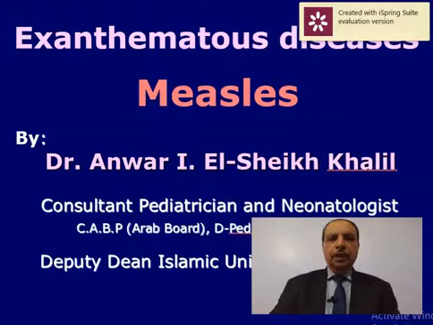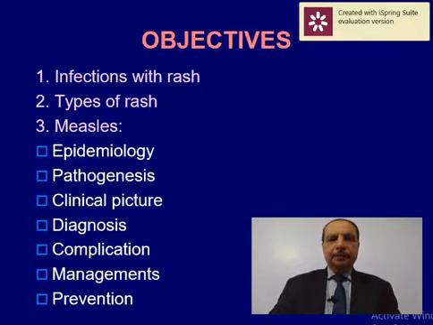We will start today Exanthematous diseases, including the viral exanthems, and we will start by measles. The objectives for this lecture: by the end of this lecture, every student will know the infections with rash, the types of rash and description, and he will know the measles. The measles regarding the epidemiology, pathogenesis, clinical picture, diagnosis, complications, managements, and prevention.